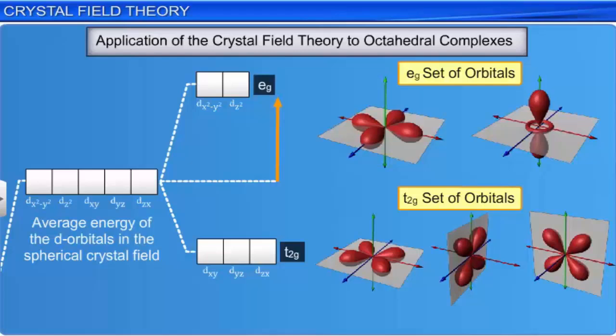Thus, under the influence of the ligands, the degeneracy of the 5 d orbitals of the metal ion is lost, and they are split into 2 groups of different energies. This effect is known as crystal field splitting.